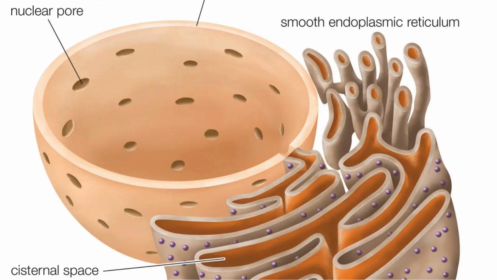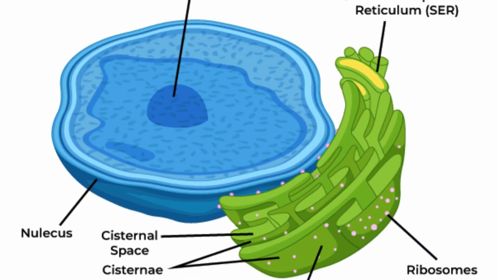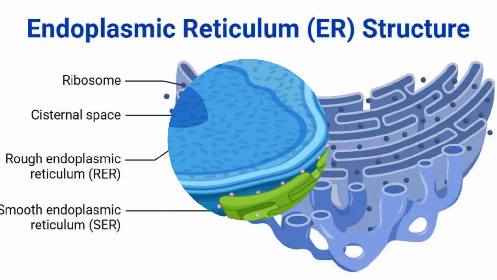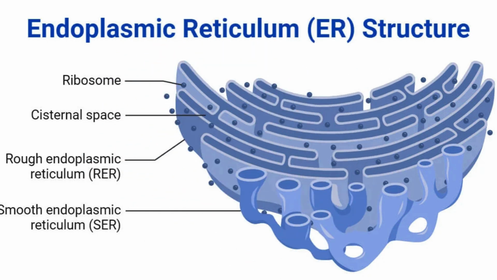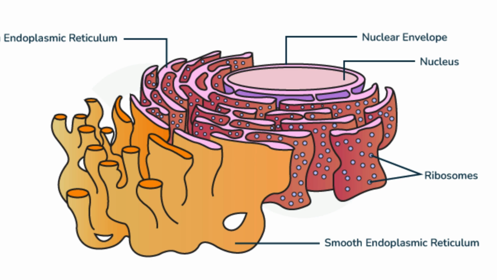Next, we have the endoplasmic reticulum, ER. It comes in two types, rough and smooth. The rough ER has ribosomes attached to it and helps in protein synthesis. The smooth ER, on the other hand, is involved in lipid synthesis and detoxification.